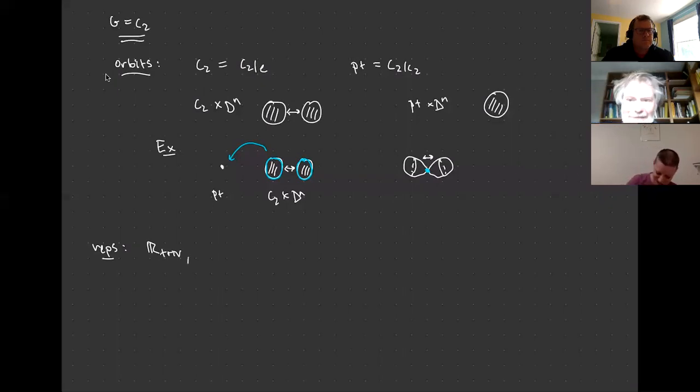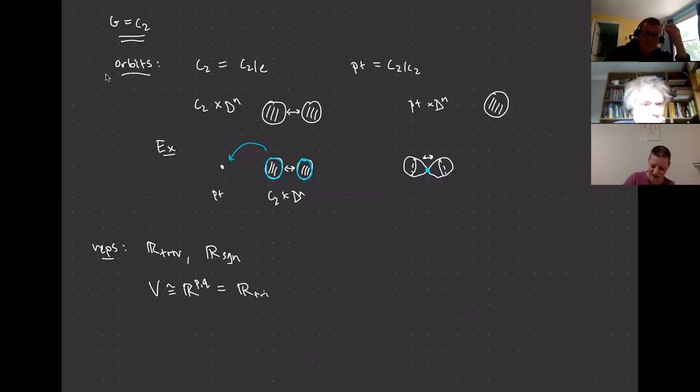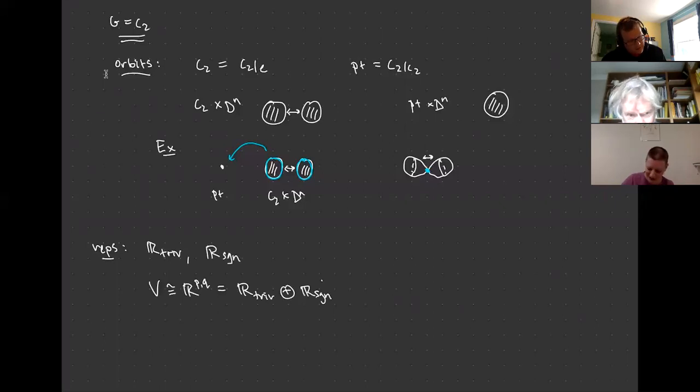Okay, so I've got two irreducible real representations, the trivial and the sign representation. And so any representation here, I'm going to write as some R^{p,q}, by which I just mean a bunch of copies of trivial and a bunch of copies of the sign representation. The indexing is a little bit funny, so I'm going to take q copies of the sign representation and p minus q copies of the trivial representation.